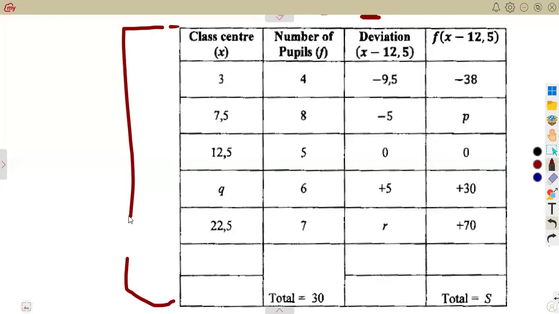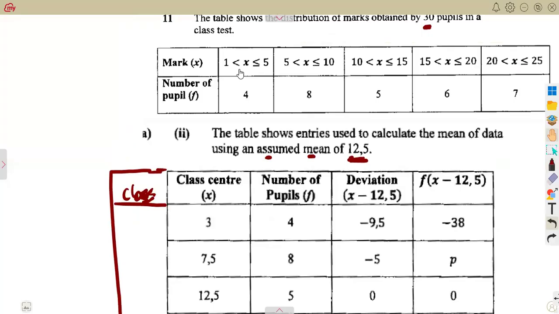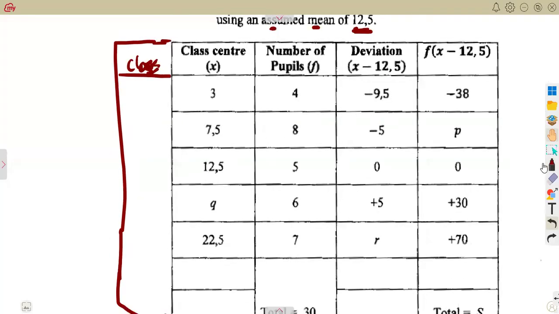That was showing the classes this side, the part that was showing our classes here. So guys, we're not going to have that part. If they did not present it to say the class, this is what we have: the marks that you're given, 1 to 5. Those are the class centers. Those are the classes: 1 less than x less than or equal to 5.